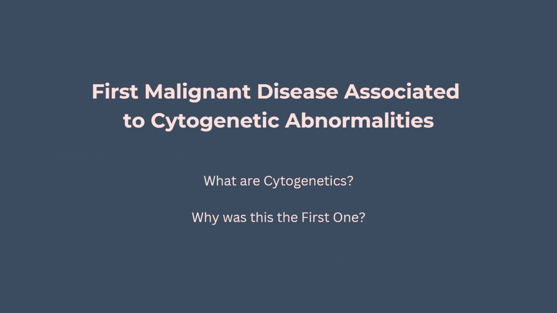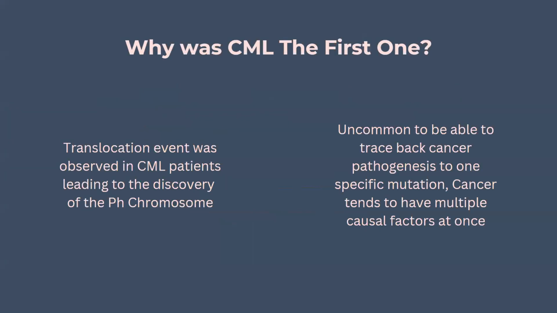Okay, and so one of the papers mentioned this. BCR-ABL was the first malignant disease that was associated with cytogenetic abnormalities. So we were just going to cover quickly what cytogenetics are and why specifically this was the first one. CML was the first one because the translocation event was so specific and it led to such a specific phenotype of a chimeric protein that it led to the discovery of the Philadelphia chromosome in CML patients.